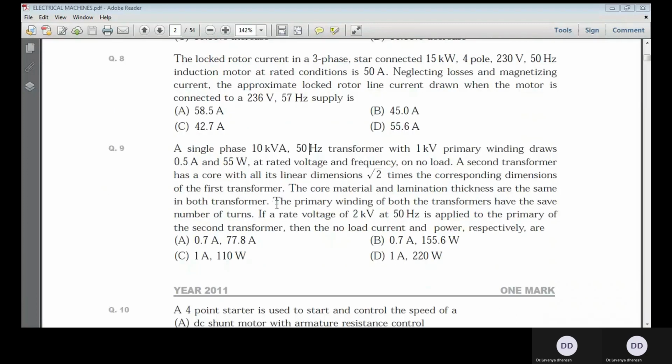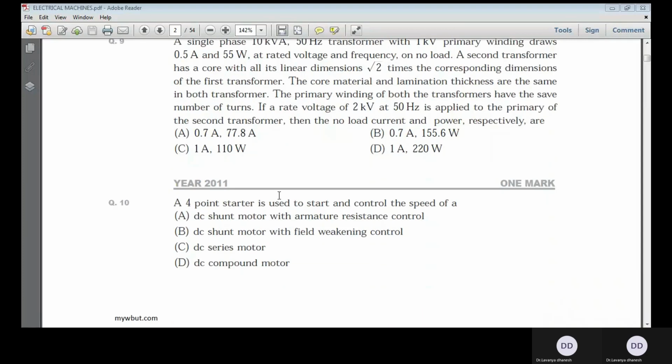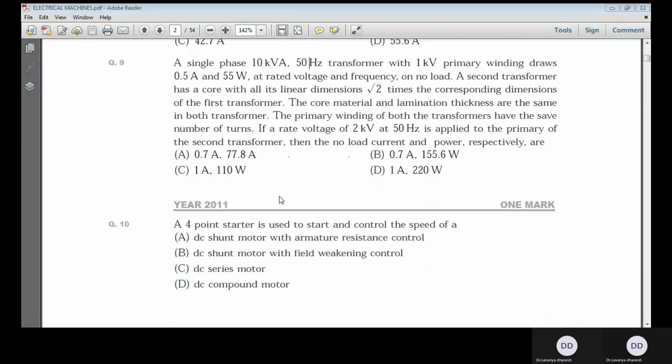Okay, we'll go to the next problem. We have one theory question, we'll see it out, then we'll go for this.